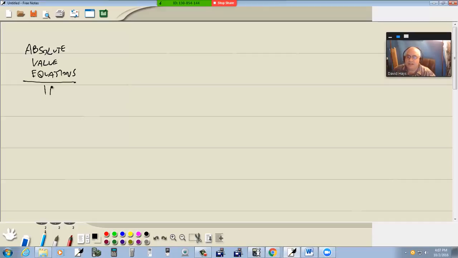Absolute value equations. That says if you've got the absolute value of something equal to something else, then you drop the absolute value and set it equal to positive the other side. Drop the absolute value, set it equal to negative the other side.